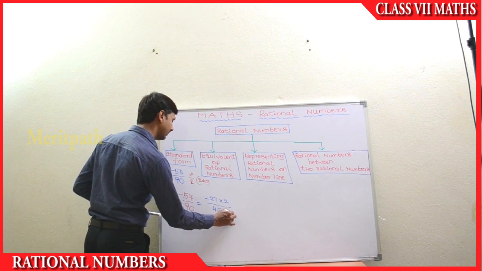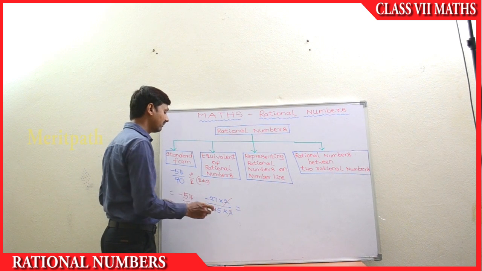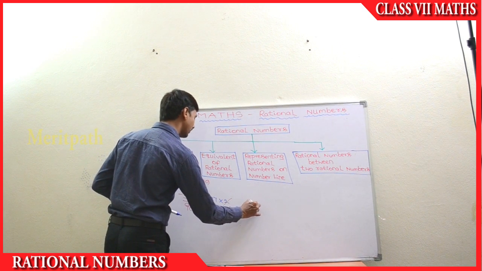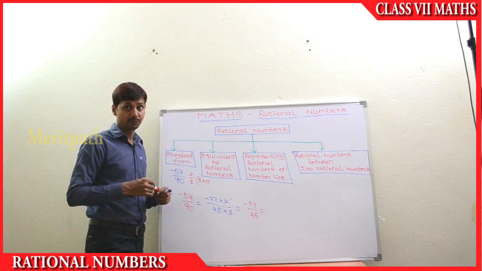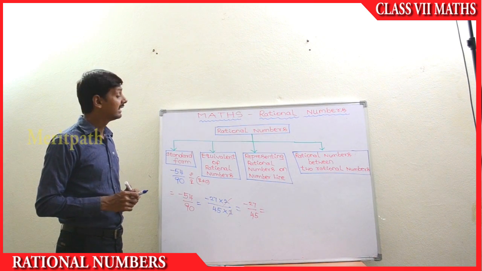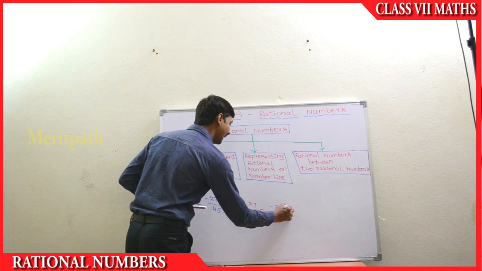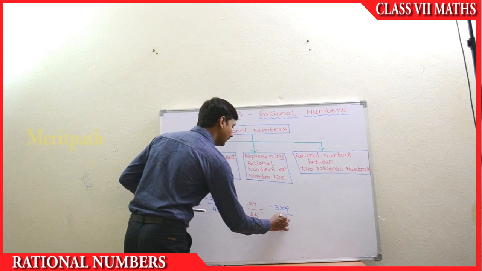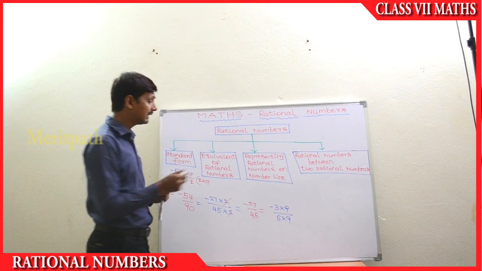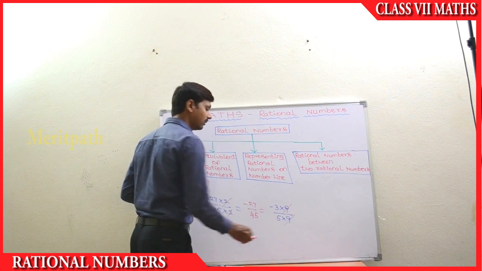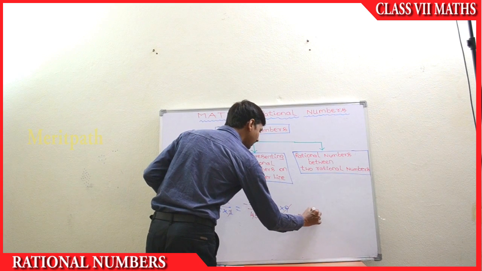Then we can cancel this 2 in both the numerator and denominator, and we'll be getting minus 27 by 45. So there is still a common factor in both. What is that? You know that it is 9. So minus 3 into 9 and 5 into 9. There is a common factor of 9, so we can take out this 9 and cancel it in both. And after cancellation we got minus 3 by 5.